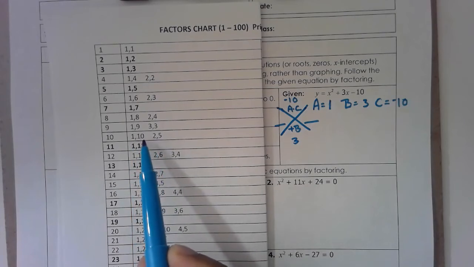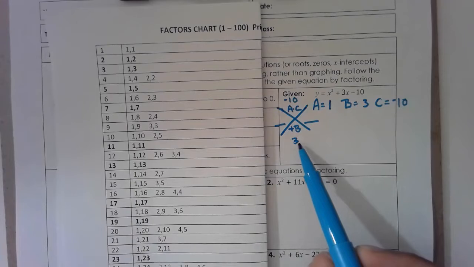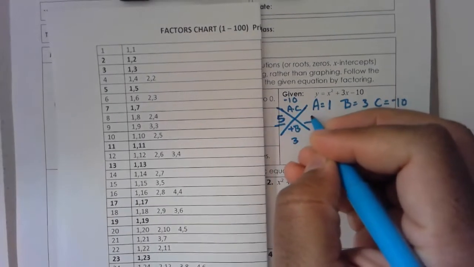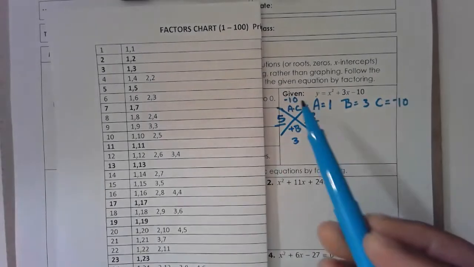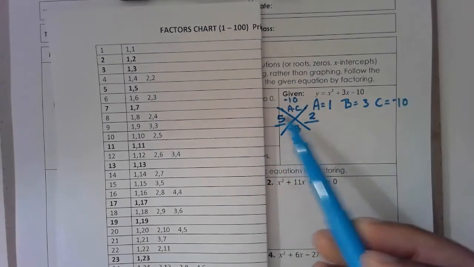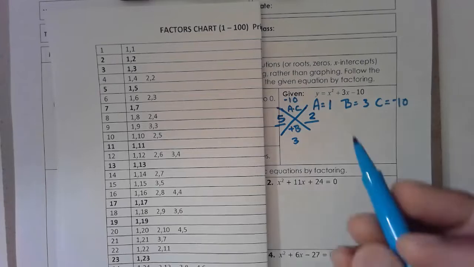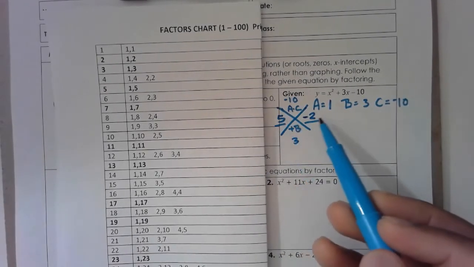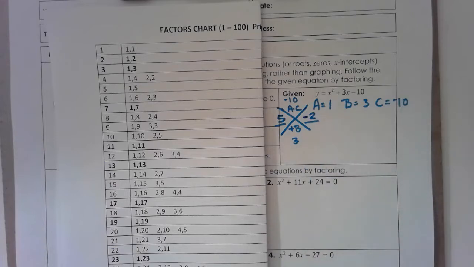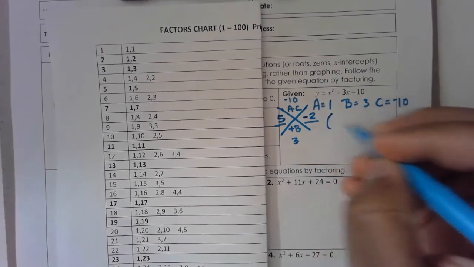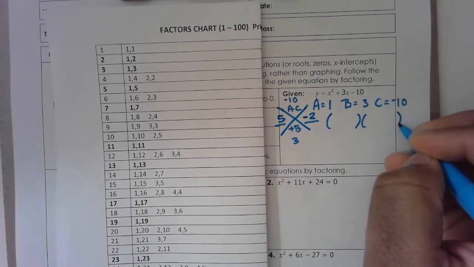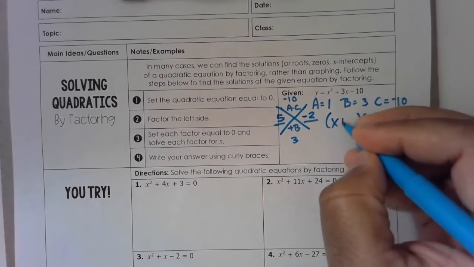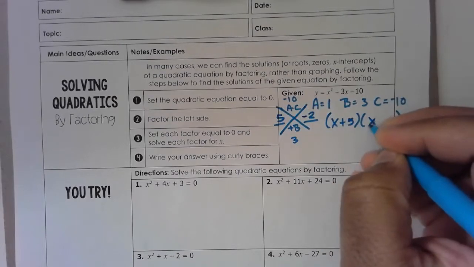Now keep in mind, the second criteria is that it must add up to give me a +3. So it looks like 5 and 2 are going to be my numbers. But keep in mind, it has to be a -10, so one of these has to be negative. In this case, the one that's going to have to be negative is that 2, because 5 plus -2 gives me a +3. And just like we did with factoring, we'll have our two sets of parentheses here, and we're going to have x plus 5 and then x minus 2.